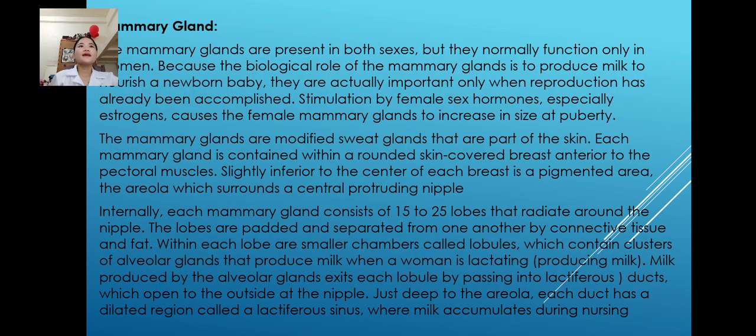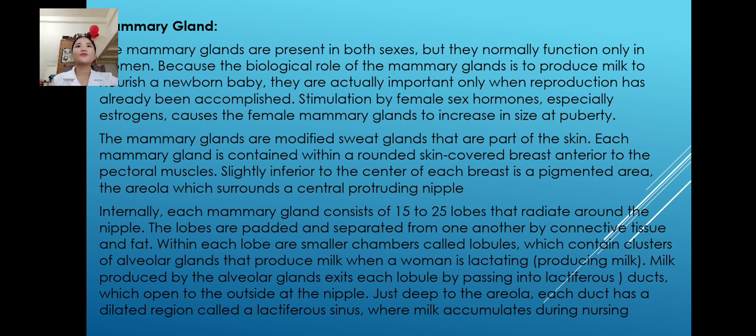So, next are the mammary glands. Mammary glands are present in both sexes, but they normally function only in women. Because the biological role of the mammary glands is to produce milk to nourish a newborn baby, they are actually important only when reproduction has already been accomplished. Stimulation by female sex hormones, especially estrogens, causes the female mammary glands to increase in size at puberty. The mammary glands are modified sweat glands that are part of the skin.